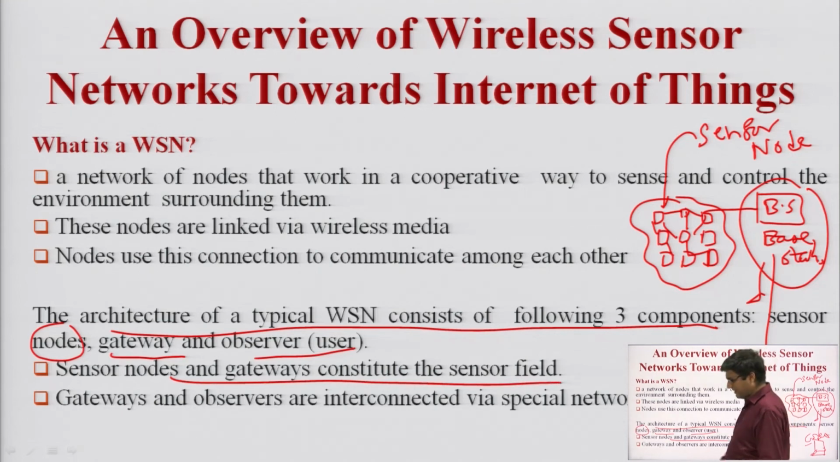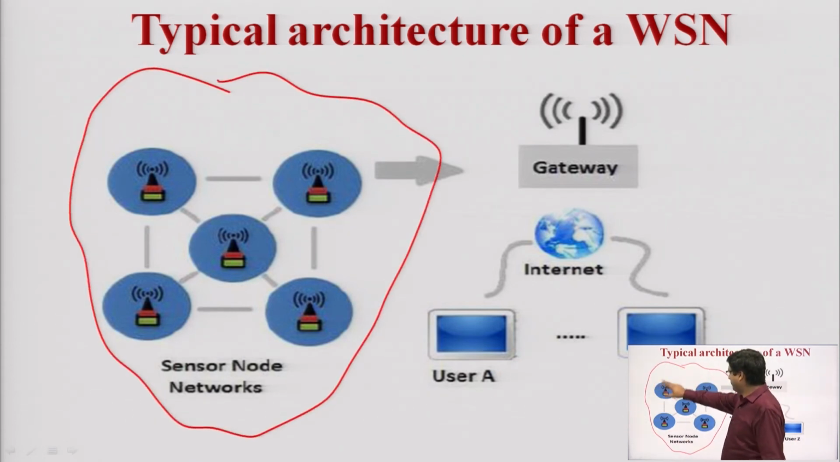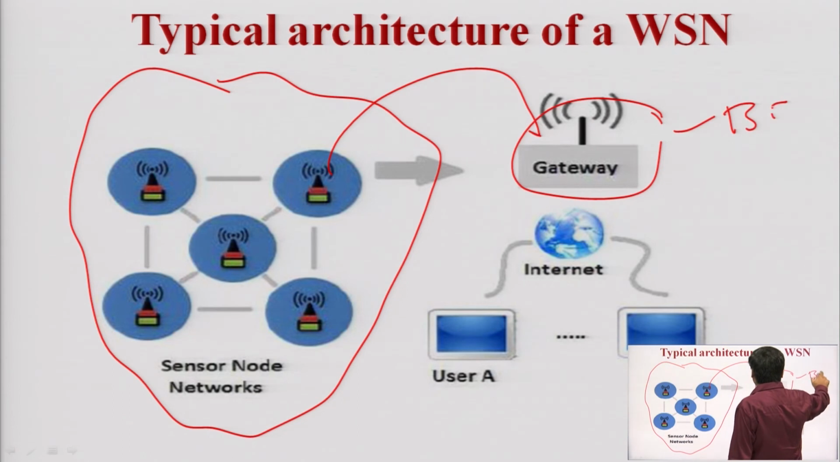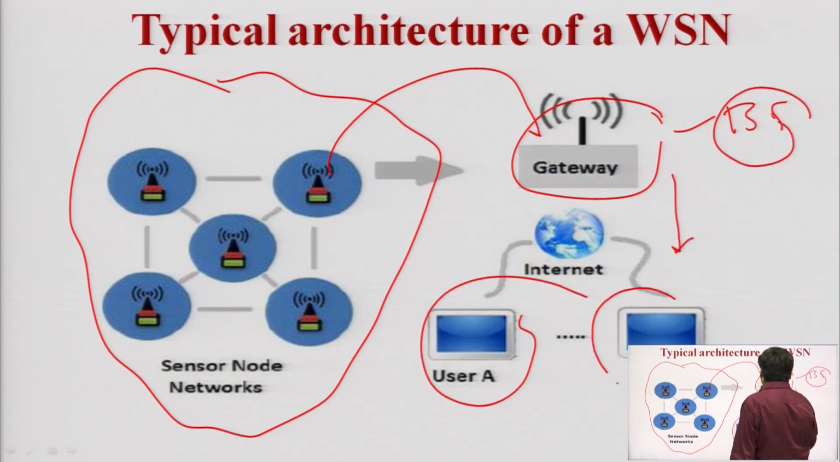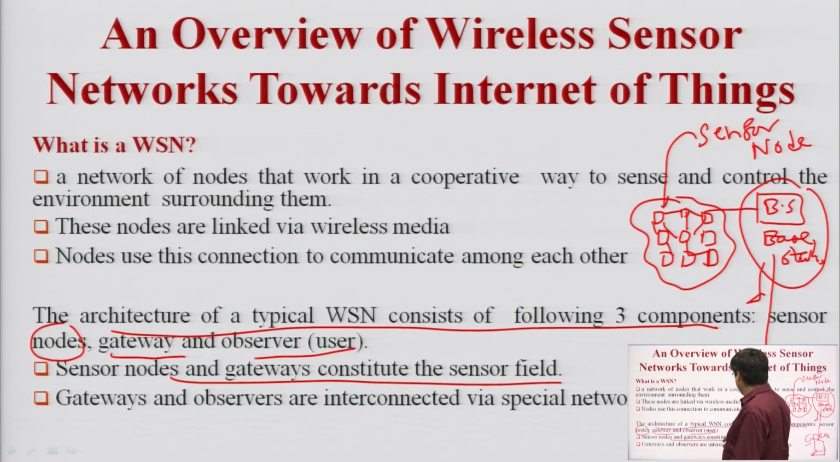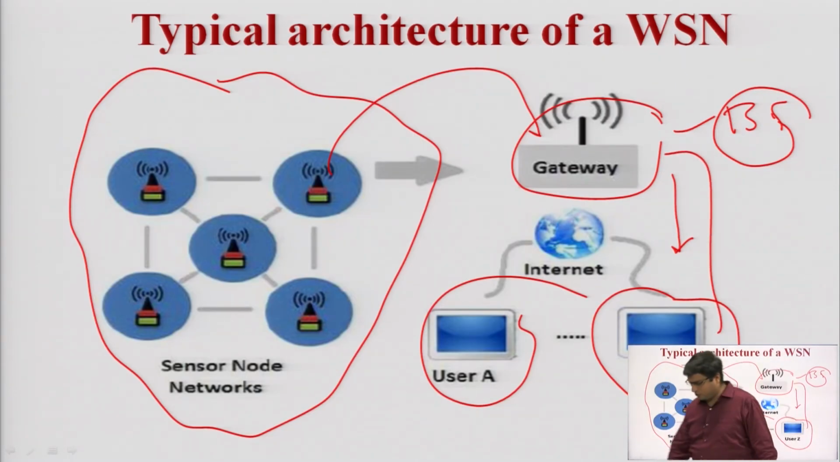We will see in our next slide that this is the typical diagram of the architecture of WSN. Here this is the sensor field. In the sensor field we can deploy a large number of sensor nodes according to the application. These sensor nodes are connected to the gateway, we can say the base station, and through the base station wirelessly we connect with the users, computers, okay. So, sensors and the gateway constitute the sensor field mentioned here, and the gateway and the observers are connected via network, okay. So, this is about the WSN.